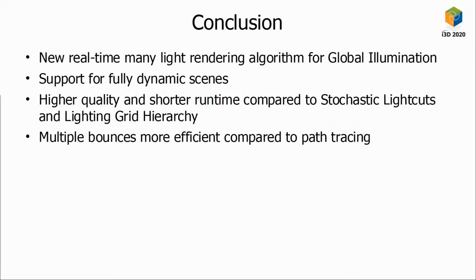To conclude, we presented a new scalable many light rendering approach for global illumination, which supports fully dynamic scenes. And while we benefit from the same advantages as stochastic light cuts, sampling our tree is more efficient since traversal can be stopped early, plus we maintain the same or achieve even higher image quality.